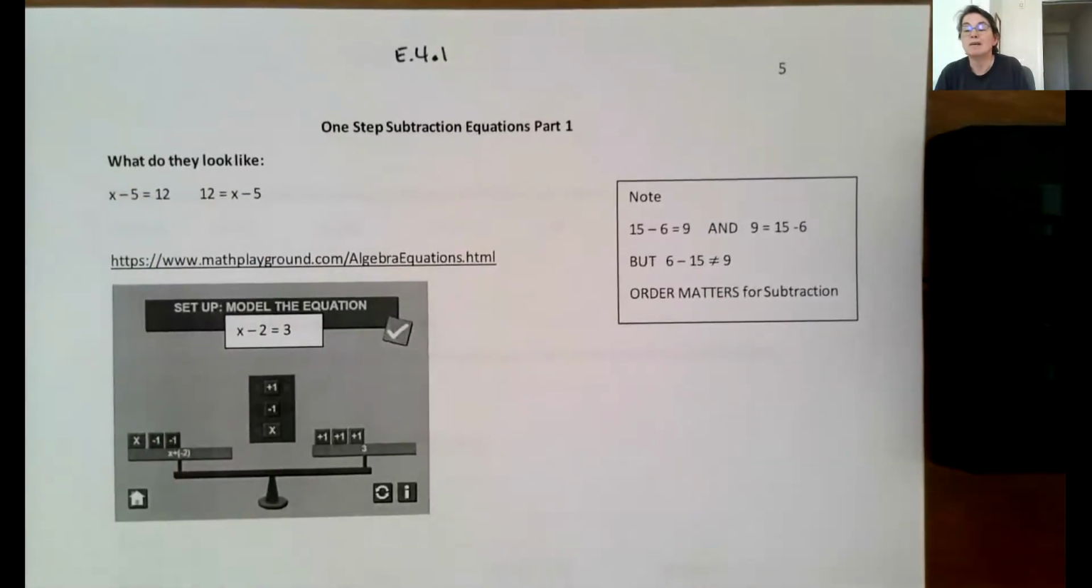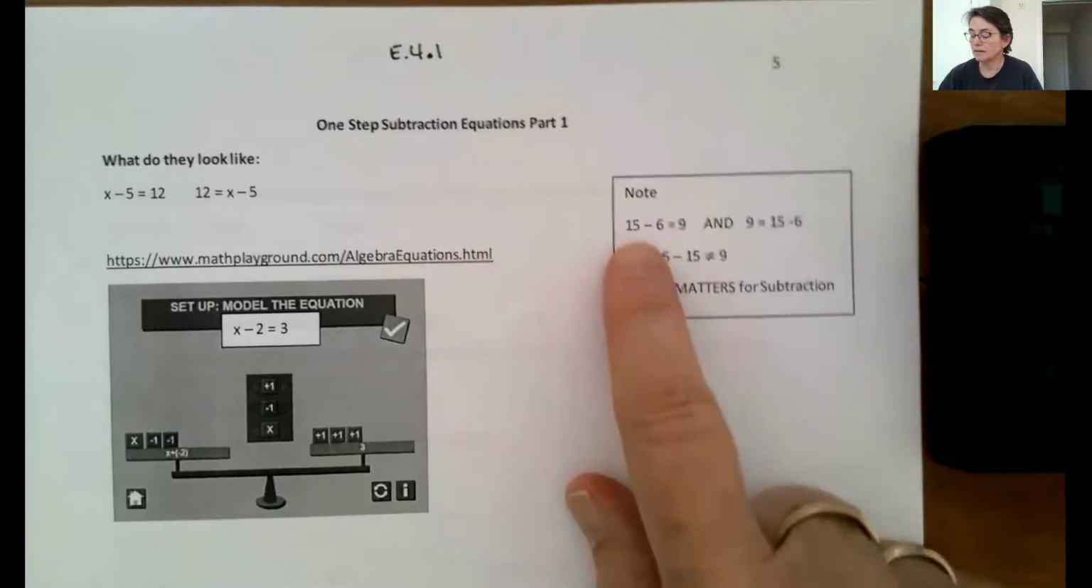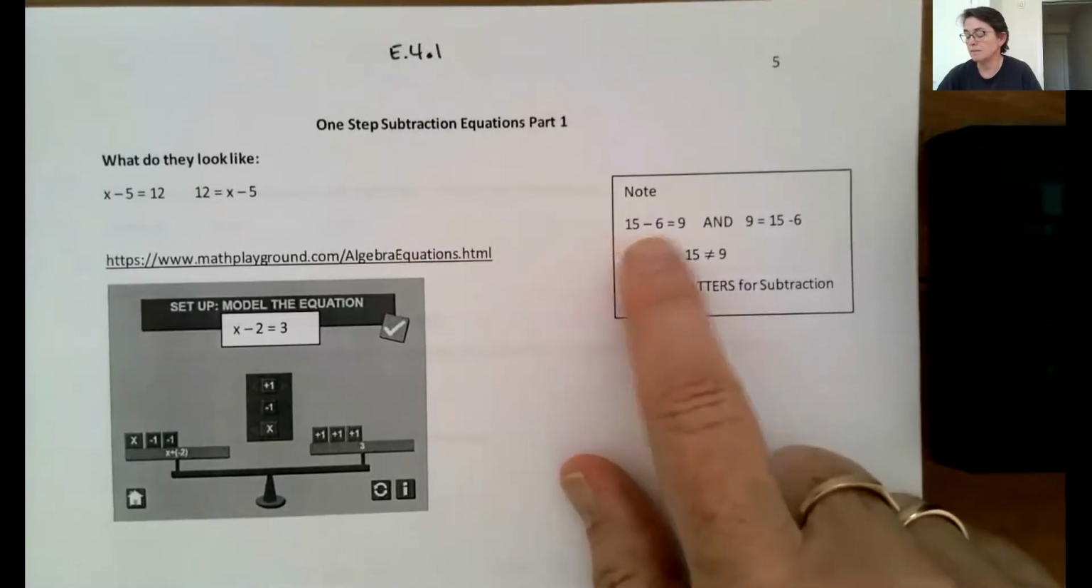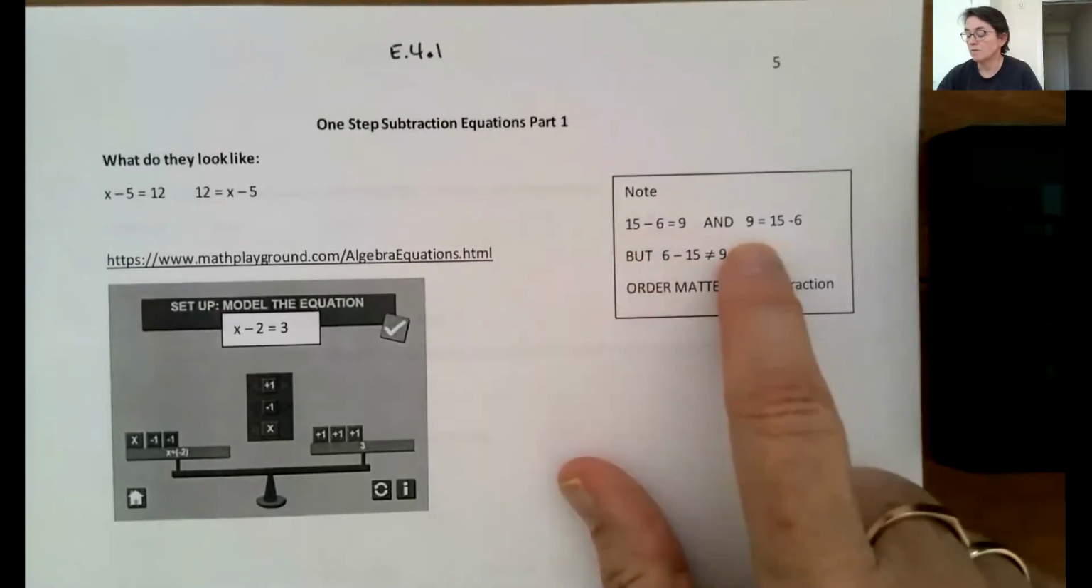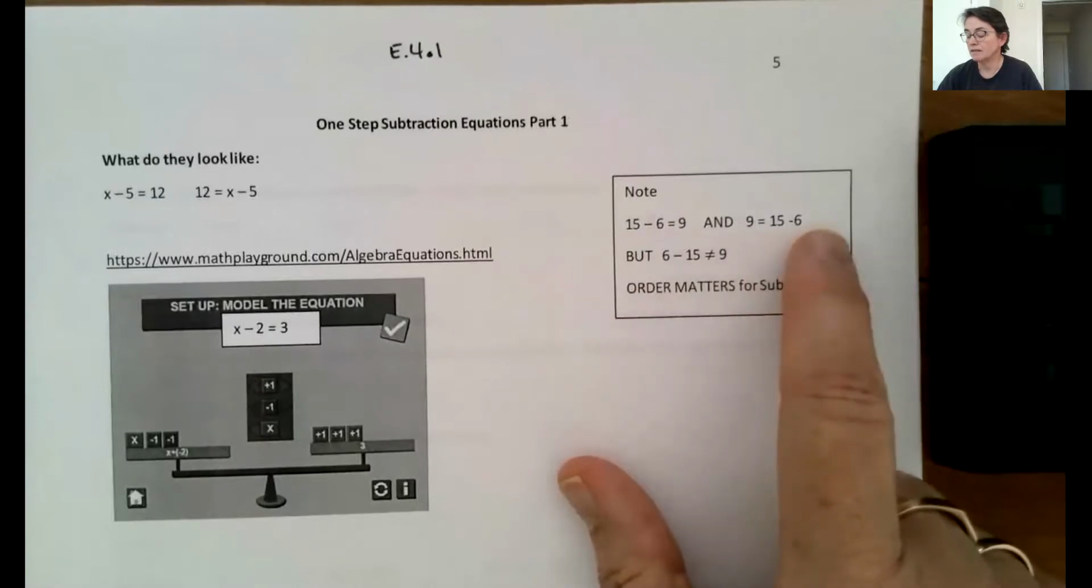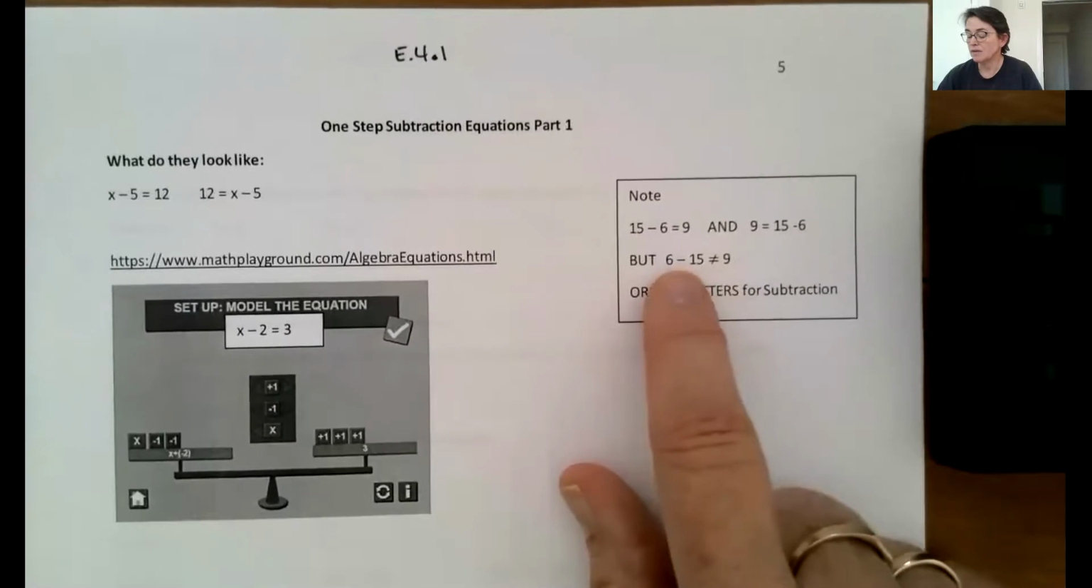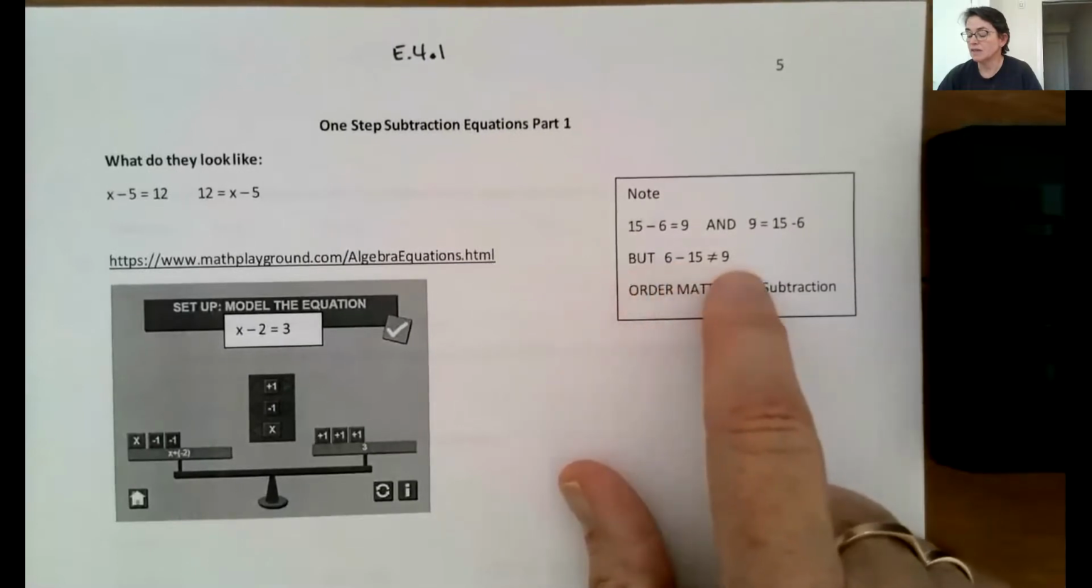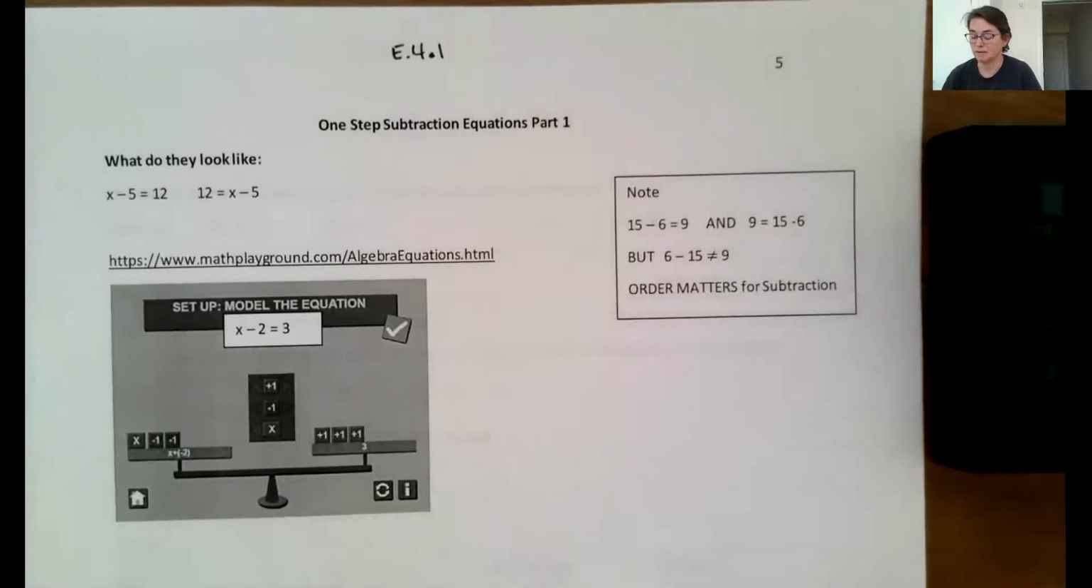For one-step equations, you're never going to have 5 minus x equals something else. That actually turns into a two-step equation. The key here is just remembering that you have the variable minus something. And the reason it matters is because 15 minus 6 is 9, but if you start to go 6 minus 15, you don't get 9 anymore. You actually get negative 9. So order is really important here.